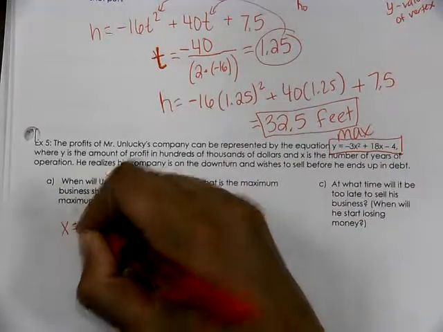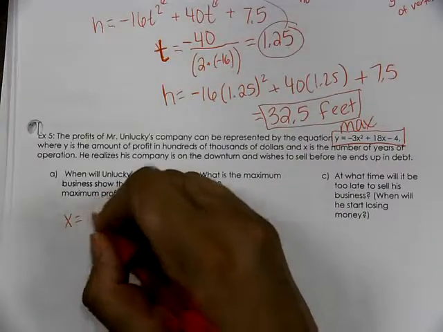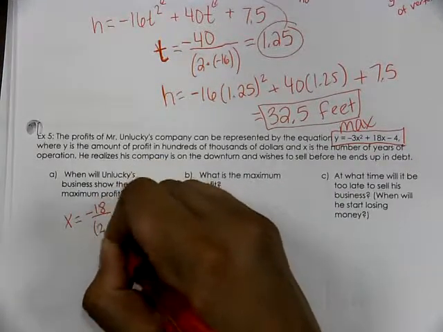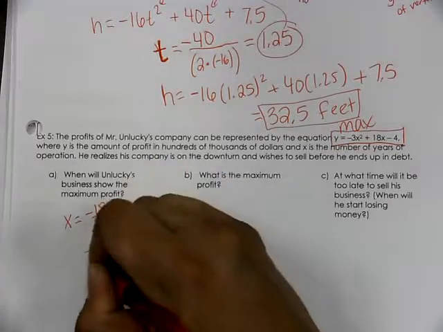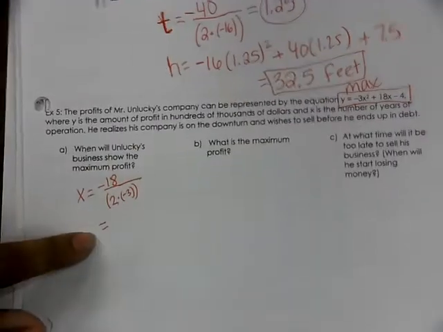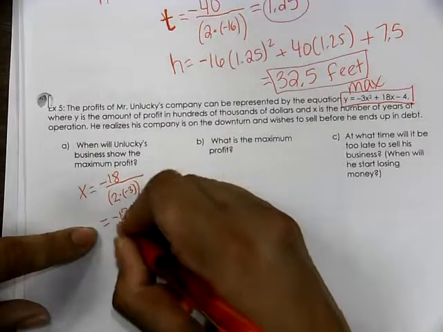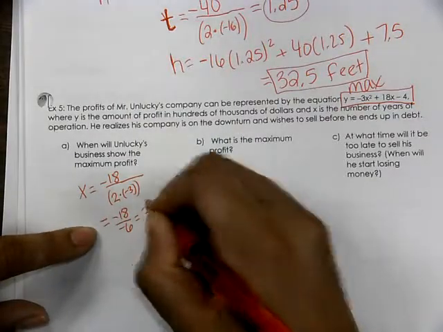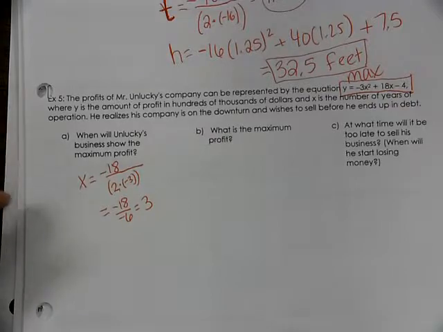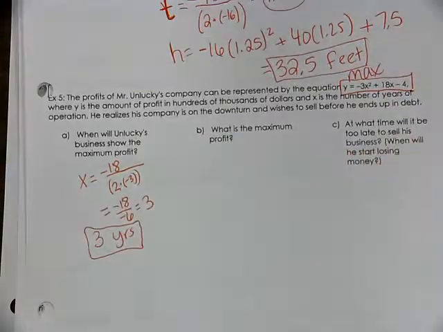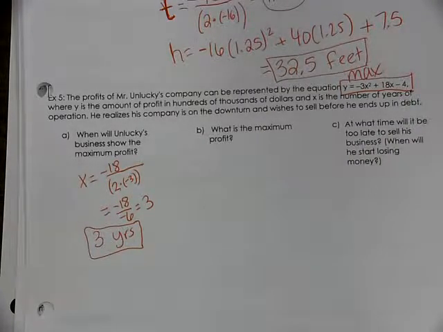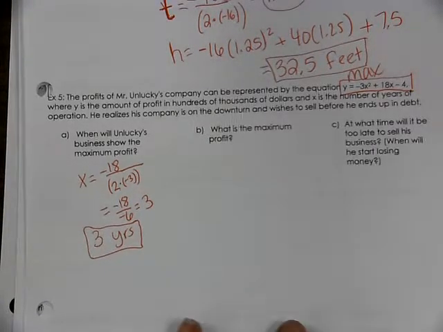So to do this, you're using the same AOS equation, negative b over 2a. So it's negative 18 over 2 times negative 3. Using a calculator, if you want to type that entire thing in, you can, or do it in pieces like this. Comes out to 3. 3 represents the number of years. So it will take 3 years for his company to have a maximum profit. So if he wants to stick with it for 3 more years, he'll get to the max. And if he wants to sell it right then before he starts losing money, that would be smart, right?